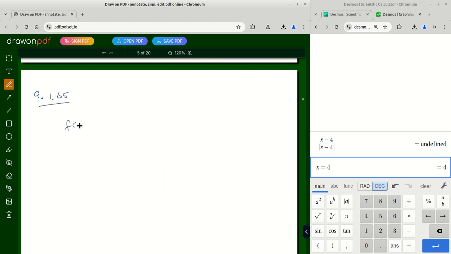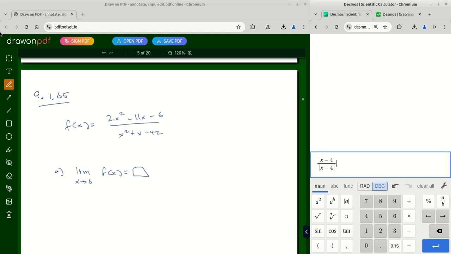9, 1, 65. So I've got f of x is equal to 2x squared minus 11x minus 6 divided by x squared plus x minus 42. So it's a pretty big function. They're saying part A, find the limit as x goes to 6 of f of x. Well, you know what I'm going to do. I'm going to plug that dude in. So, I mean, we could probably start factoring and stuff, and that's a nice way to make this problem take forever. I think plugging it in at least kind of tells us a little bit.